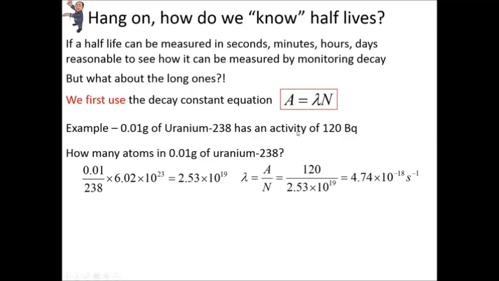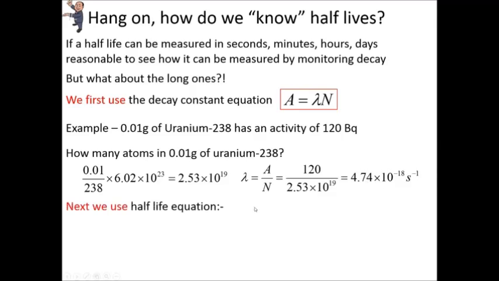Now I can use lambda equals A over N by just rearranging this. So I've got 120 becquerels divided by 2.53 times 10 to the 19, which gives me a lambda of 4.74 times 10 to the minus 18 per second. Remember, this is a really, really small number because this is uranium we're dealing with, and it's going to have a long half-life, so it's going to have a very, very low decay constant.